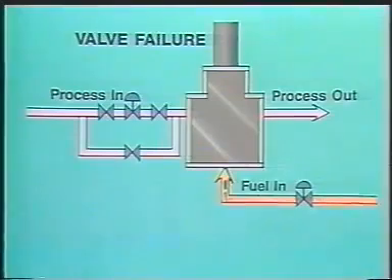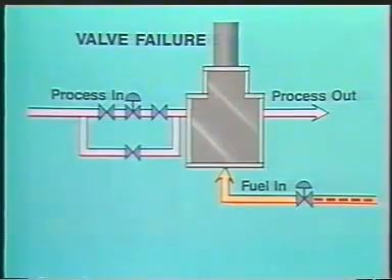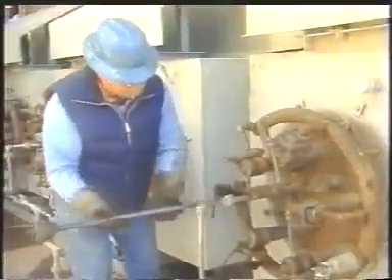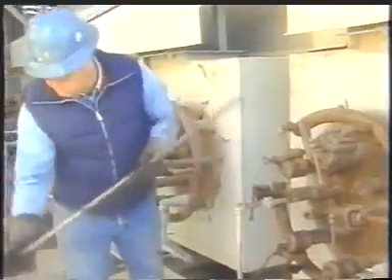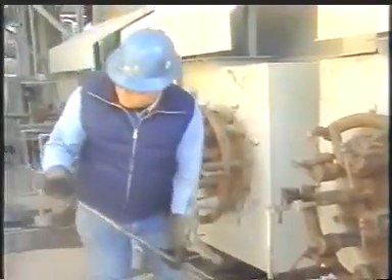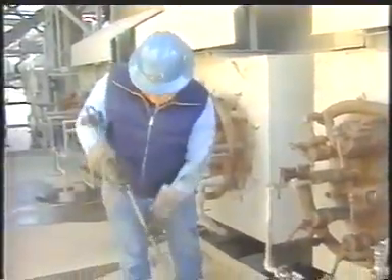When a valve in the fuel system goes down, it usually fails in the closed position. This stops combustion in the furnace and means a shutdown. The furnace burners can also break down. Burner failures are often caused by plugging or fouling in the burner tip. If a burner fails, you'll need to remove it from service for cleaning or repair.